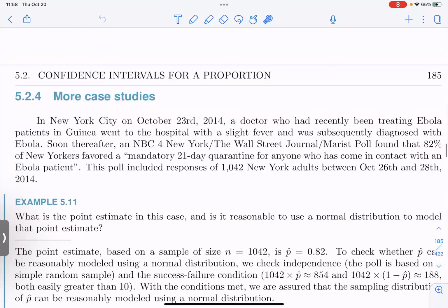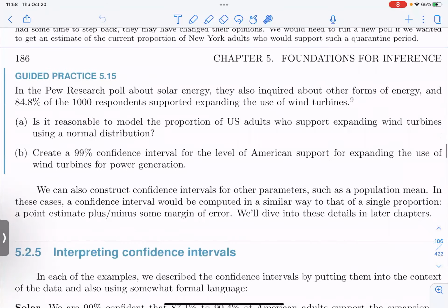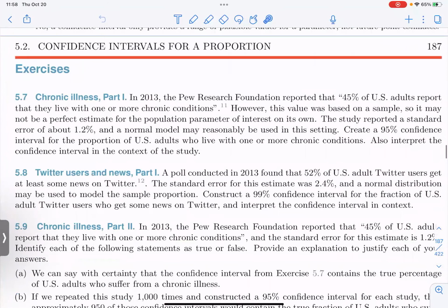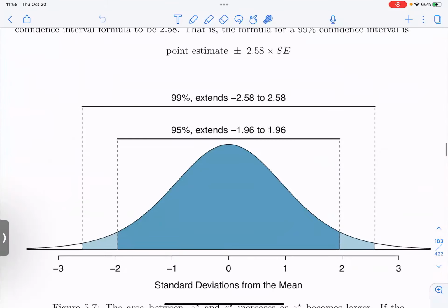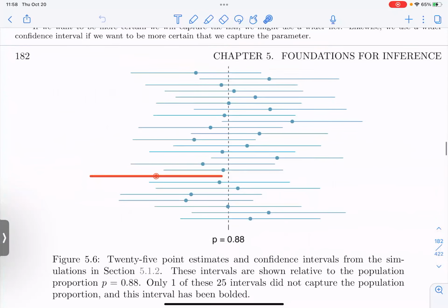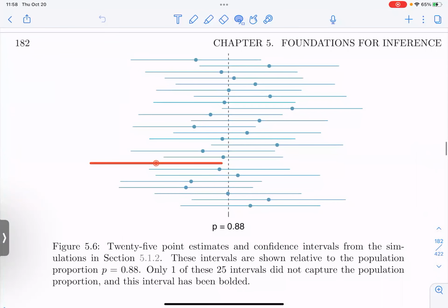Just remind me. Where is it? Where is it? Where is it? I think I got too excited. Oh yeah, here.